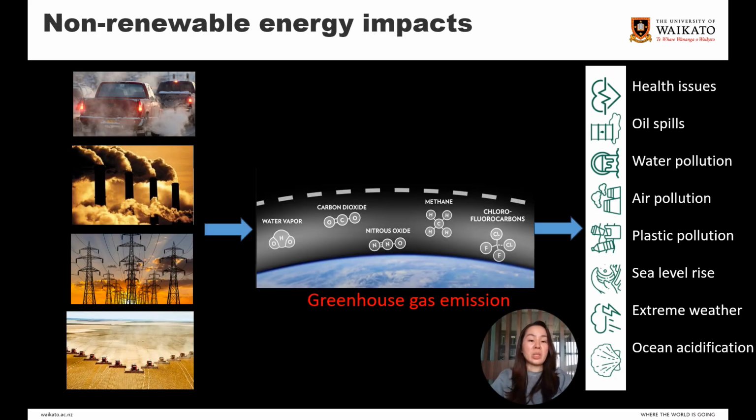And we humans, we use a lot of non-renewable energy in our activities, including transportation, industrial manufacturing, electricity generating, and also agriculture. The greenhouse gas emission was created by those activities, and accordingly, it created a lot of issues to our planet as well, including health issues, water and air pollution, sea level rise, and a lot of extreme weathers.